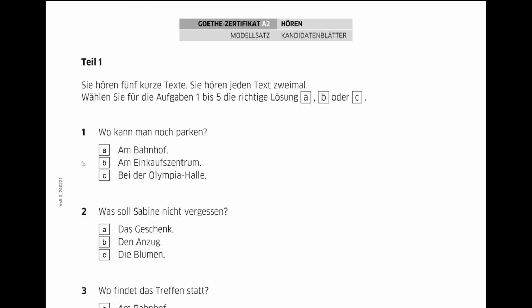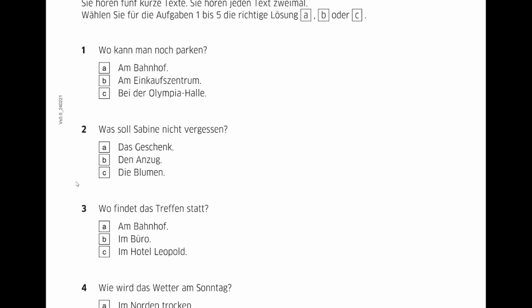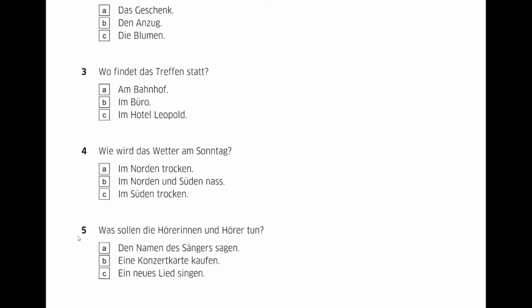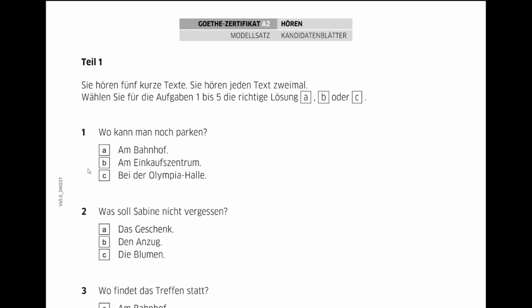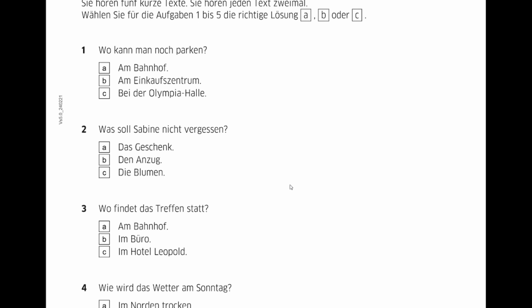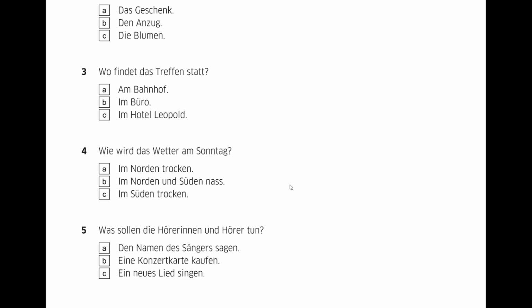And as you see over here, we have 5 questions, 1, 2, 3, 4, and 5. And for each you have these three options. For example, the first question is, wo kann man noch parken? And then you have the option A am Bahnhof, option B am Einkaufszentrum, or the option C, which is by der Olympiahalle. So you have to listen to the recording and then select the correct answer. And this is what you have to do for all of these 5 questions. So this is part 1 of Hören.